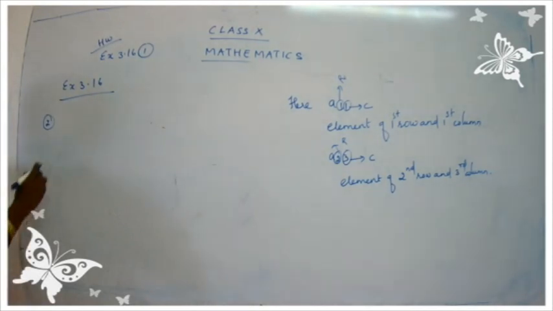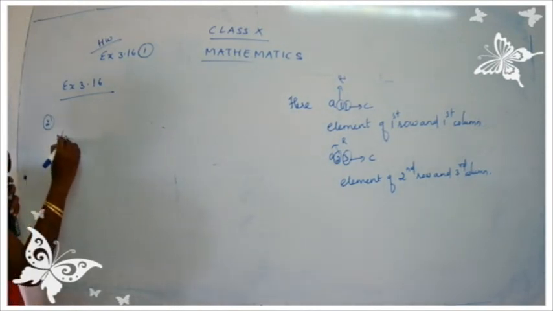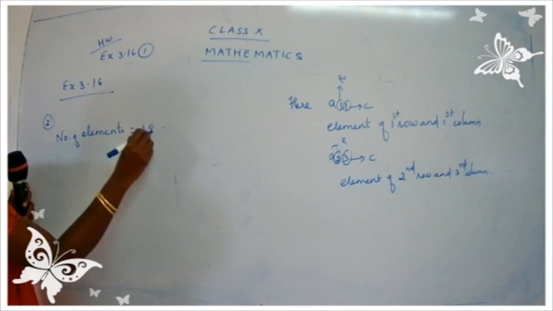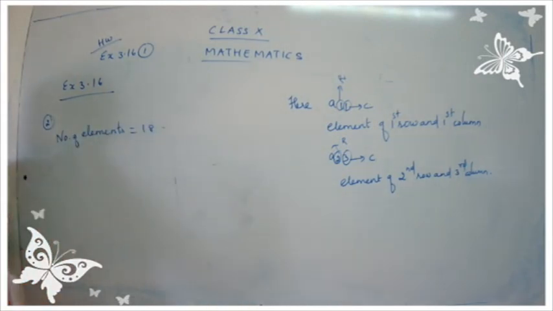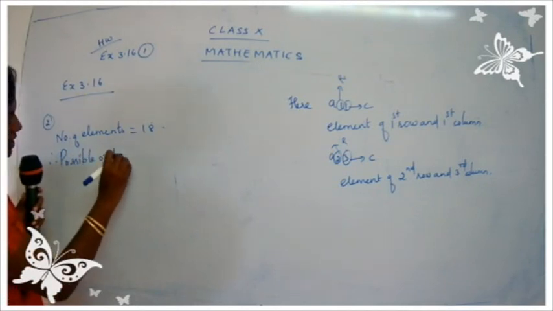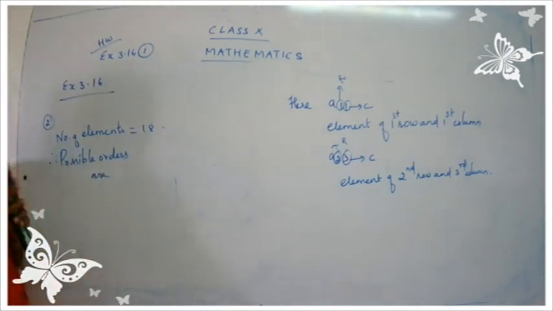Okay, it's very simple. First, what is the number of elements? 18 elements. So number of elements is equal to 18. So they have asked you two questions. Here we have two questions under the same question, that is 2. So number of elements is equal to 18. Okay, so now what are they asking you? They are asking you to write the possible orders. Therefore, possible orders are, it's very easy.